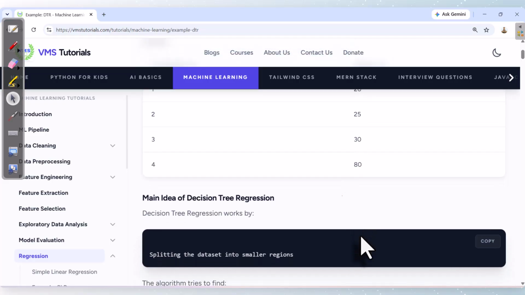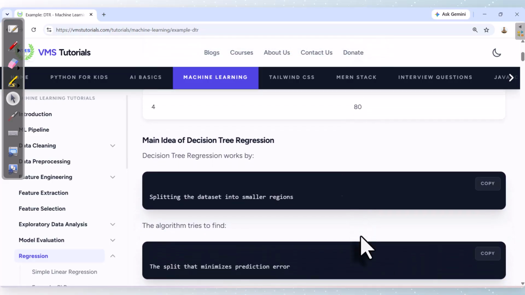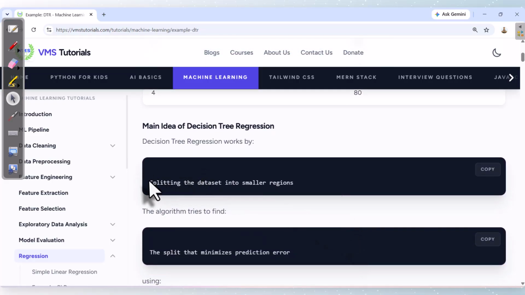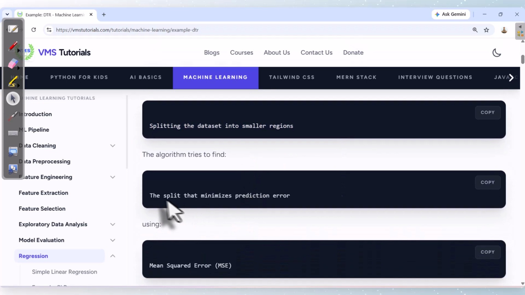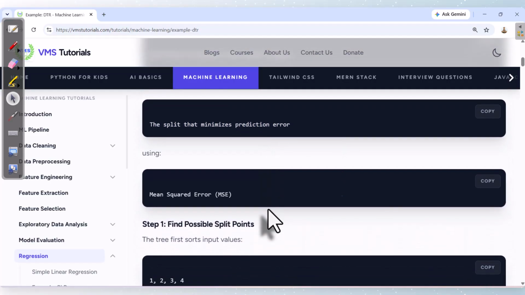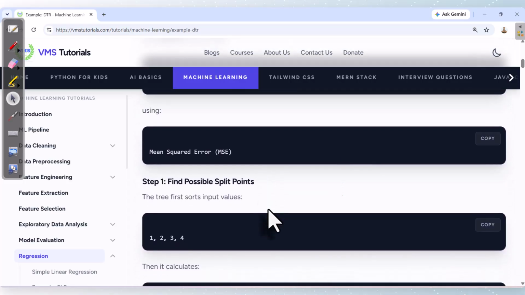The main idea of decision tree regression is, as we know, it works by splitting the data set into smaller regions. The algorithm tries to find the best split by minimizing the prediction error. As we know, we are using the mean square error. The formula is mean square error.